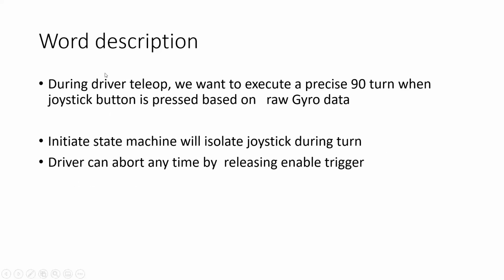So first I want to develop a word description of what's going to happen. In this case, I'm saying during the driver teleop, we want to execute a precise 90-degree turn when the joystick button is pressed, and we want the turn to utilize the raw data from the gyro. We always need to have an initiate state, so we zero everything out as far as the controls and the actuators.